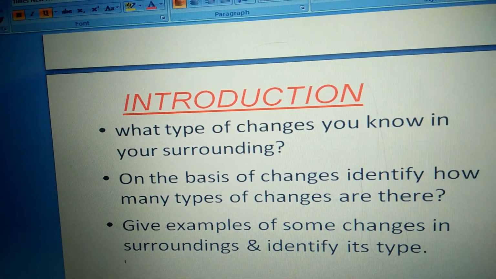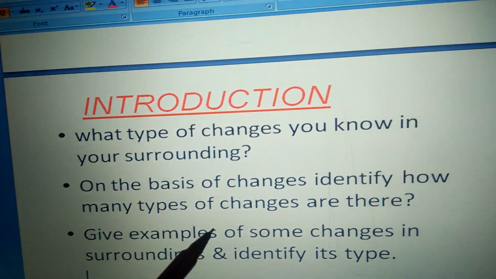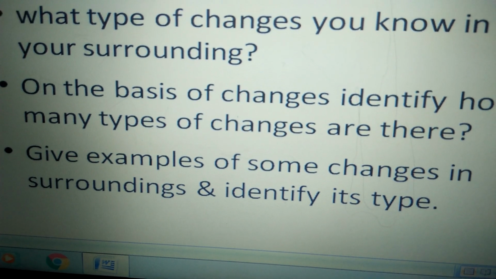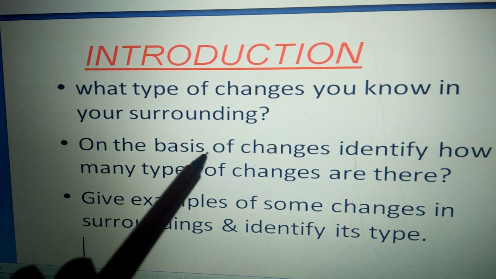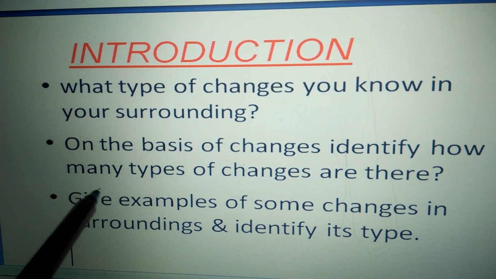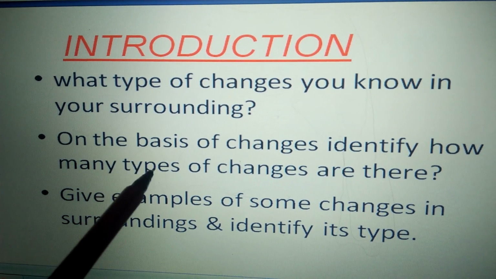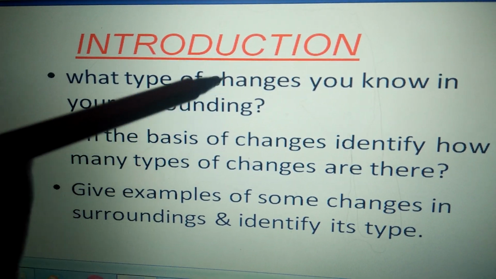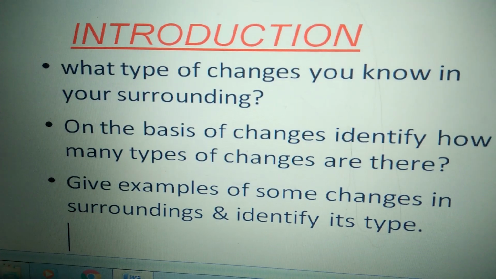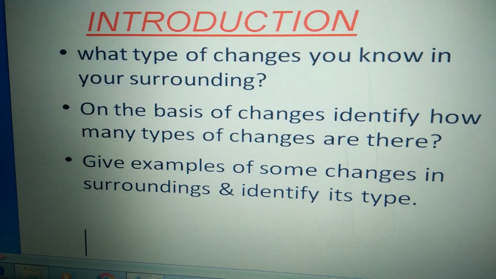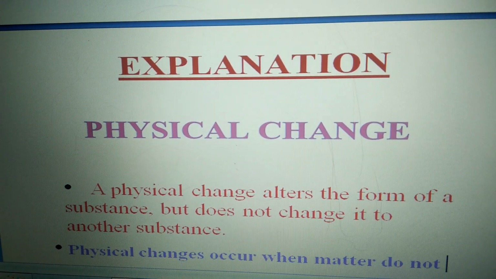You can see around you there are so many changes that occur, which are either reversible or irreversible, or chemical or physical change. On the basis of changes, identify how many types of changes there are. So we will classify these changes into types, and we will give examples also in this lesson. Now first come to the physical change.